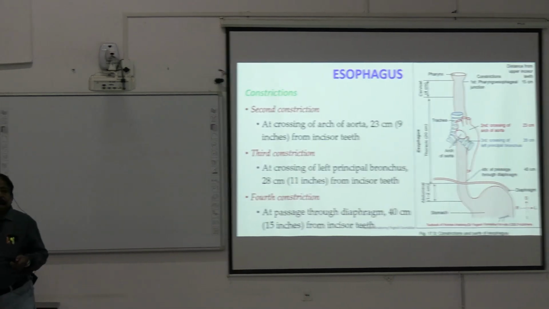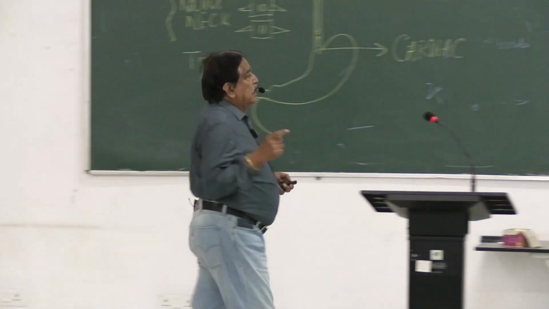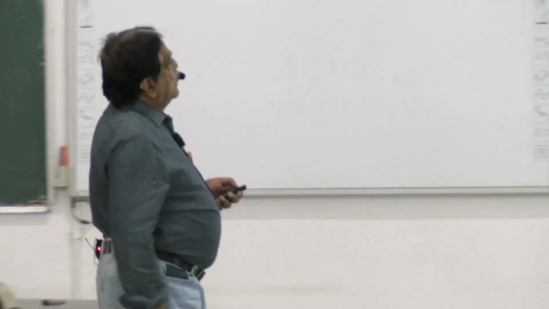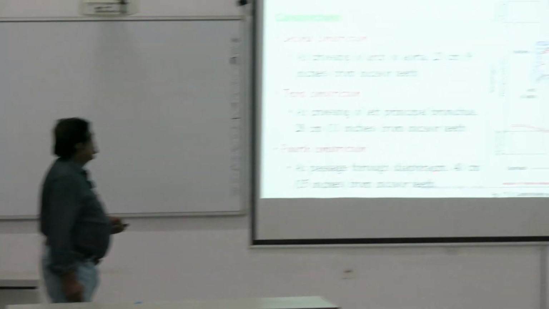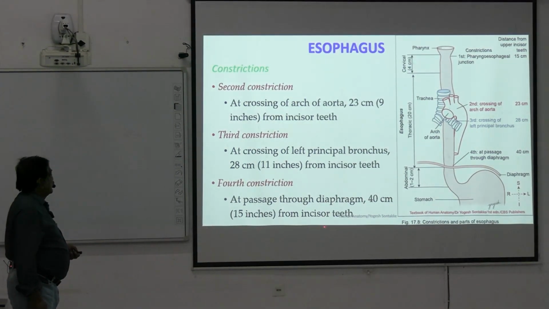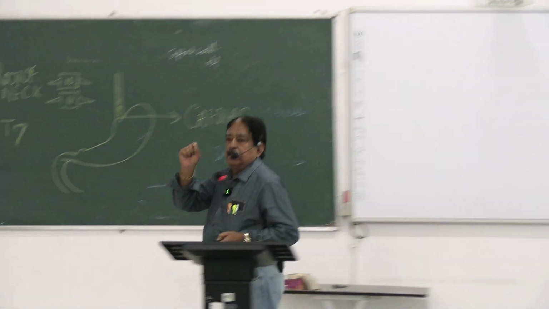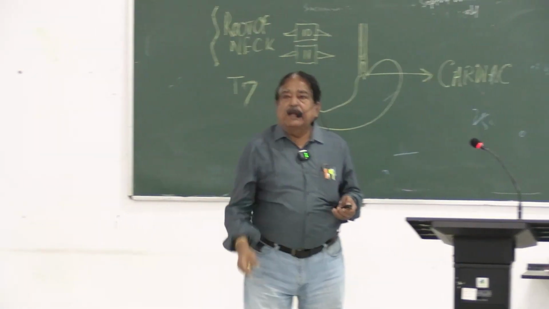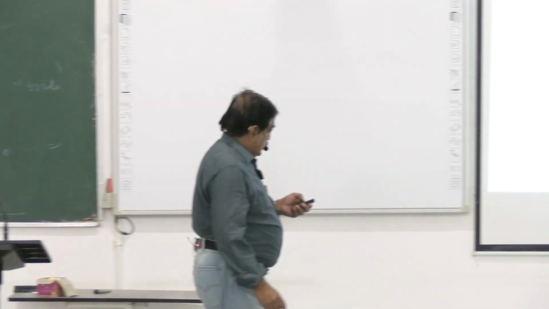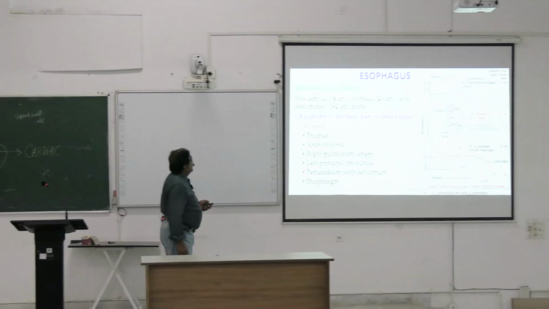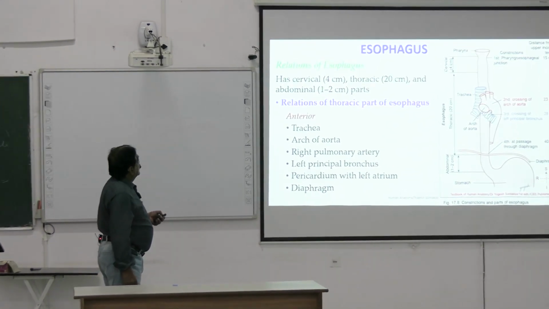So, the measurements from the incisor teeth are 6, 9 and 11 inches. Now the fourth constriction is at the passage through the diaphragm, 40 centimeters, 15 inches from the incisor teeth. So, incisor teeth is the landmark, and from there the measurements and the constrictions appear as I told you. So, now relations of the esophagus: it has cervical, thoracic and abdominal parts.